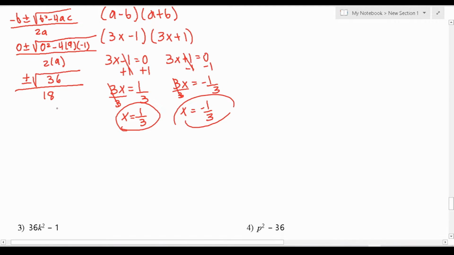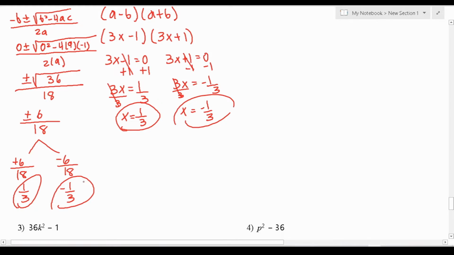Okay, so as we should know, the square root of 36 is simply going to be 6. So this is plus or minus 6 over 18. Again, as we did when we worked on solving things with the quadratic formula, this plus or minus means you're going to break this apart into two solutions, namely positive 6 over 18, as well as negative 6 over 18. This you can reduce to 1/3, and then this can be reduced to negative 1/3.